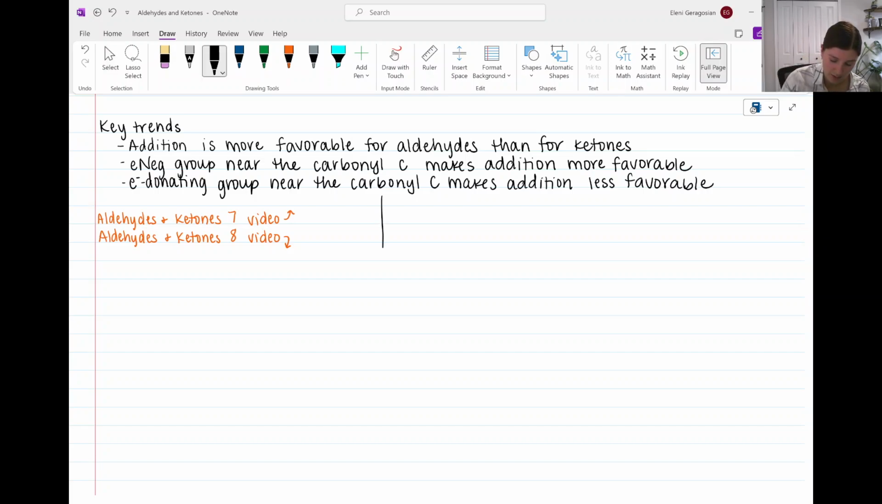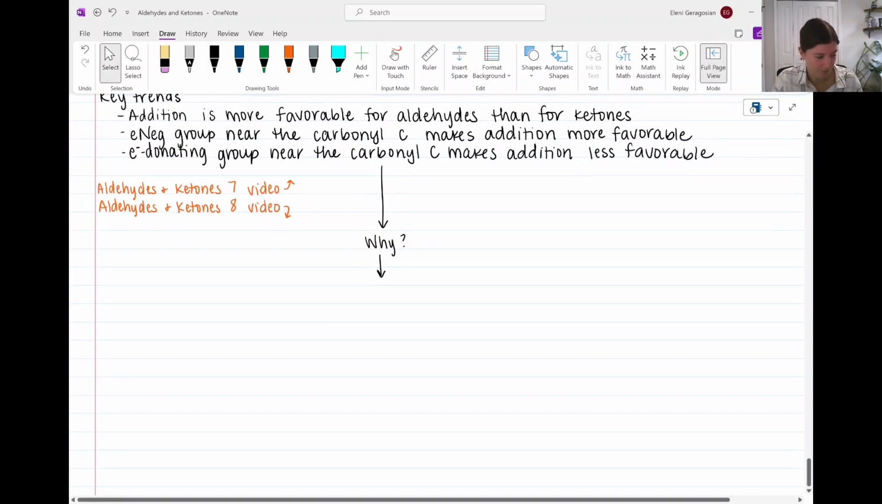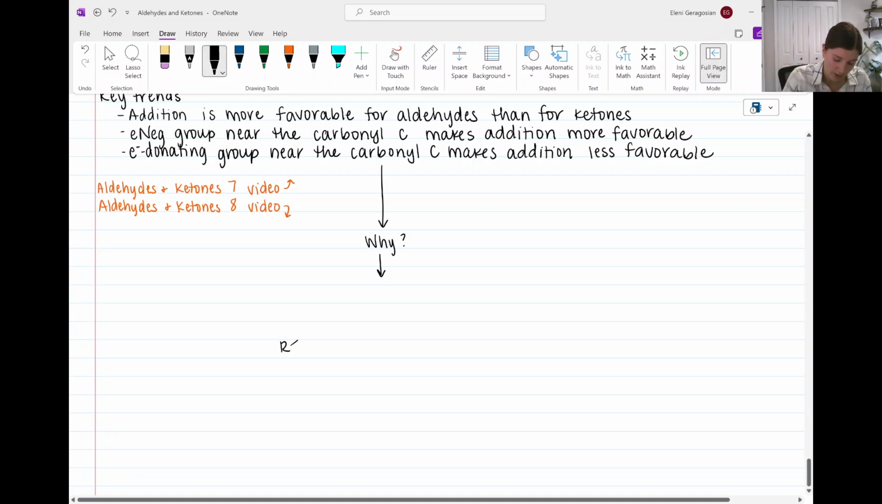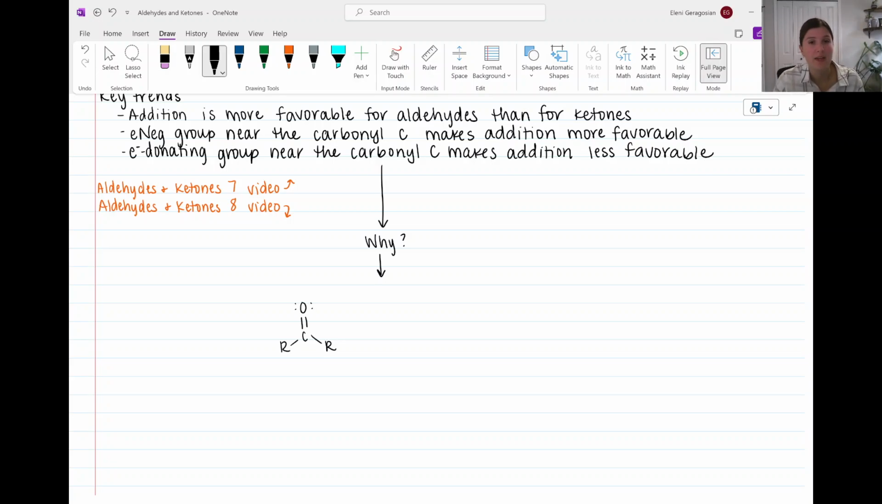In this video, we're going to use structures and a diagram to understand why this is the case. So why is this the trend? We can look to resonance to understand. In general, for aldehydes and ketones, we'll use these general R groups. We have a carbonyl carbon, carbonyl oxygen, and we can draw a resonance structure to demonstrate the lack of electron density at the carbonyl carbon.